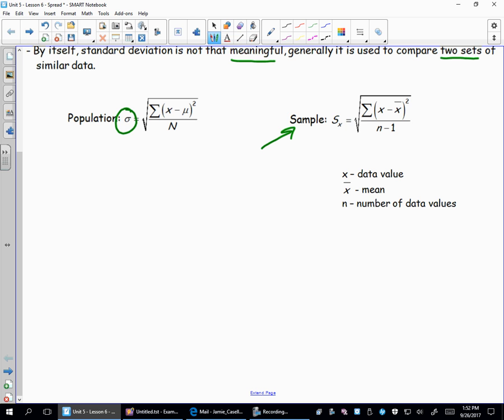Our standard deviation, we call this sigma, is found by the square root of the sum of each data value minus the mean, and we're going to square it. And we're going to add up each one of those things, divide by the number of pieces of data, and then square root it. Now, it seems really complicated. We're going to do one. We'll see how it works. It's actually not that bad. It's just kind of time consuming.